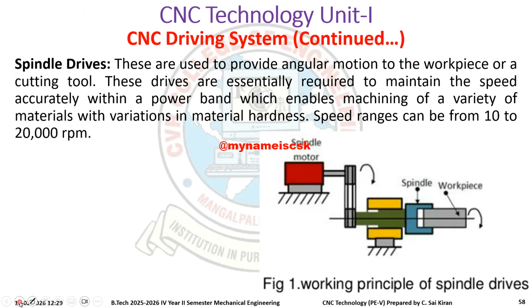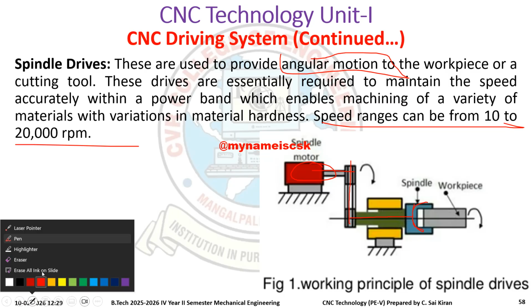Next, coming to the spindle drive. This is a spindle motor. The spindle motor gives power to the shaft, and the spindle will rotate the workpiece. These are used to provide angular motion to the workpiece. It will hold the workpiece so that the workpiece rolls. For a CNC lathe machine, the workpiece has to roll. The speed can range from 10 to 20,000 RPM.